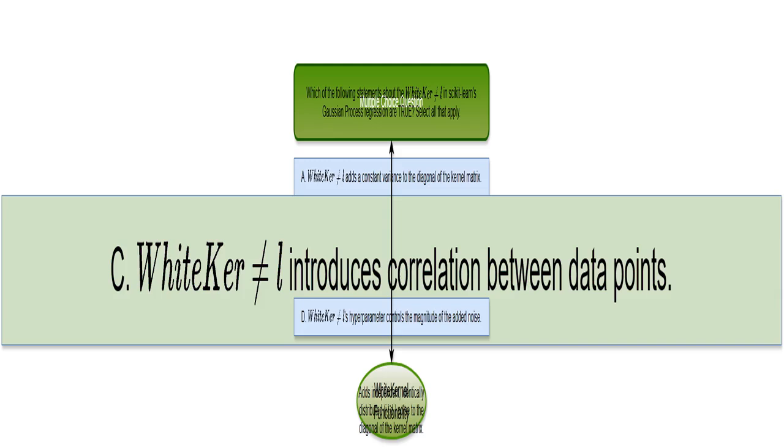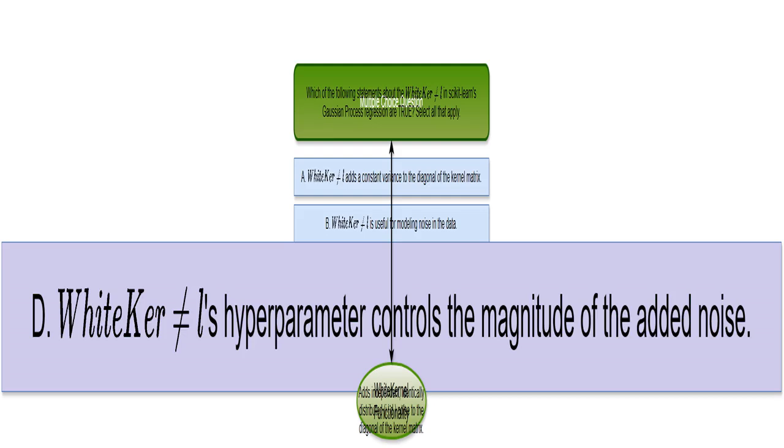This statement claims that WhiteKernel makes data points dependent on each other. We need to carefully examine if this is true or false. This suggests there's a setting in WhiteKernel that lets us adjust the amount of noise it adds. Think of it as a knob to control the noise level.